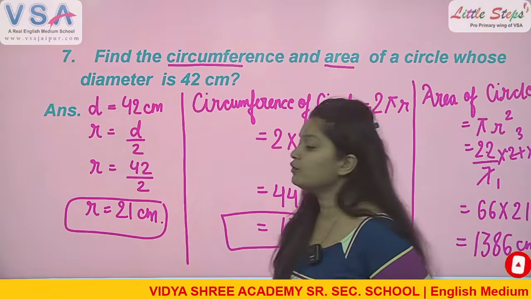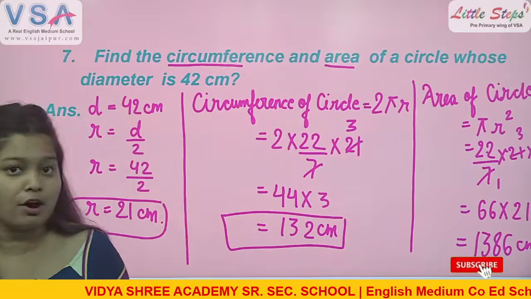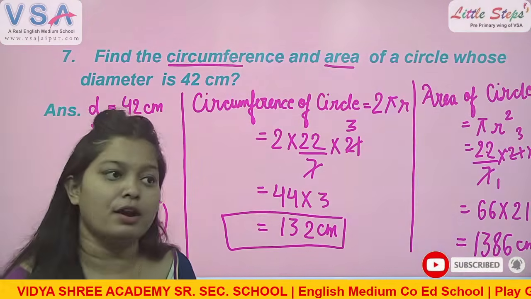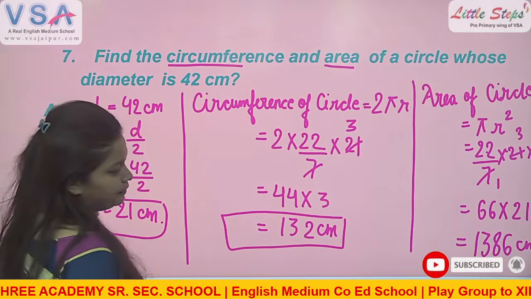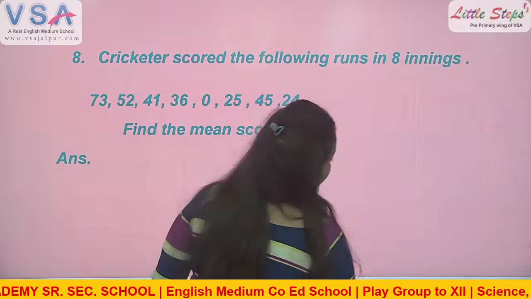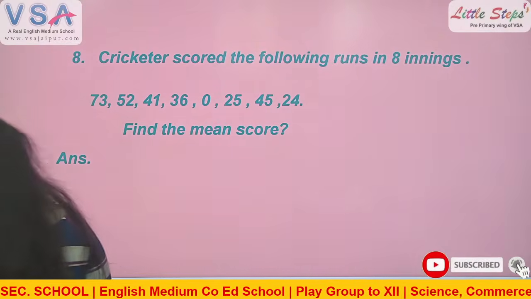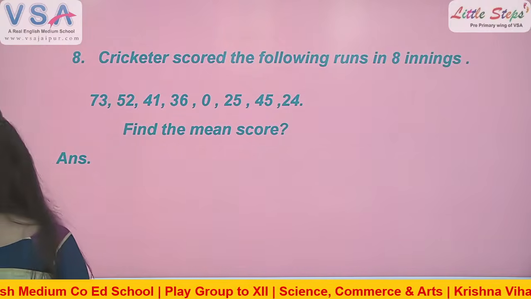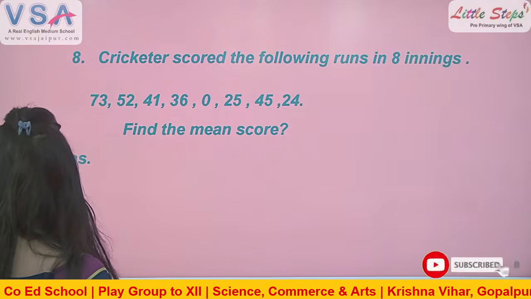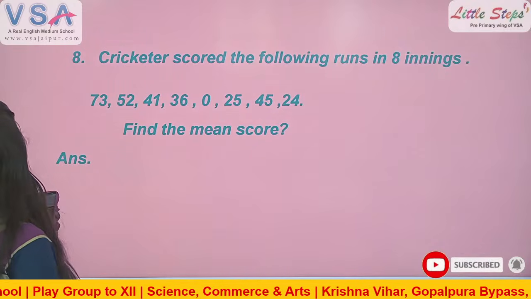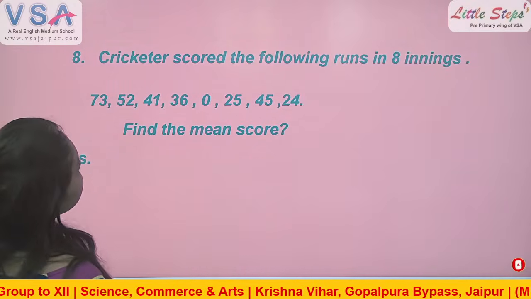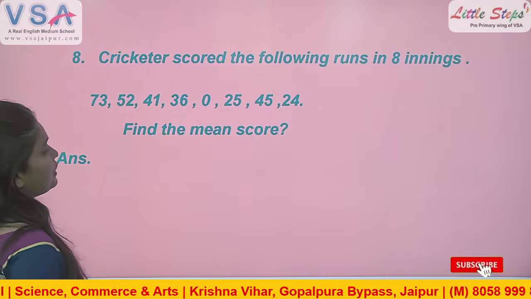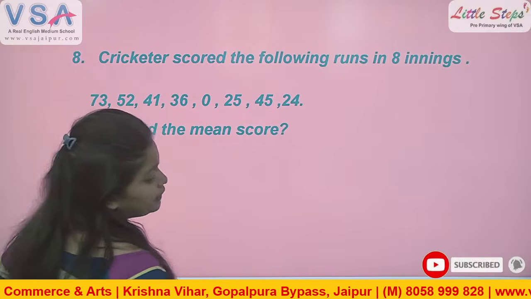This is how you will do this if you know the formula of radius, area of circle or circumference of circle. Clear? Moving on to the next question. What do we have? Yes, answers are correct. Pari, Payal, Jaideep. Yes. A cricketer scored the following runs in 8 innings. Find the mean score. We need to find the mean score.